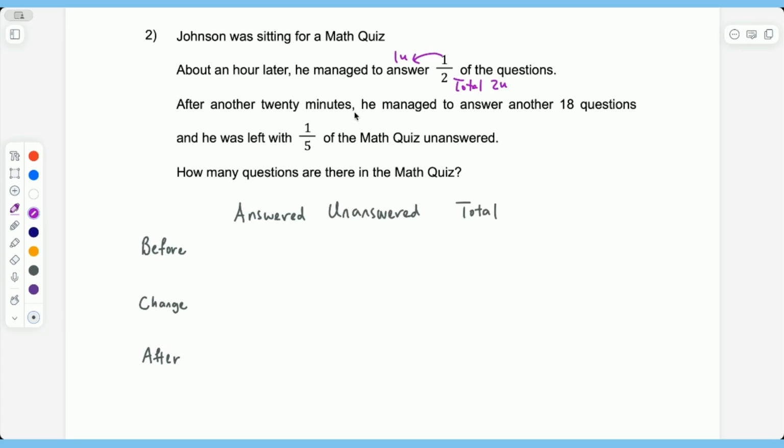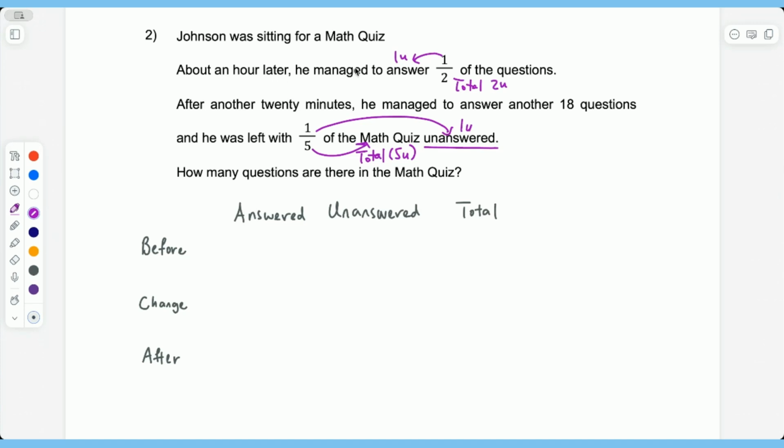After another 20 minutes, he managed to answer another 18 questions. He was then left with 1/5 of the math quiz unanswered. So unanswered would be 1 unit, and the math quiz, which is the total number of questions, will be 5 units. How many questions are there in the math quiz?